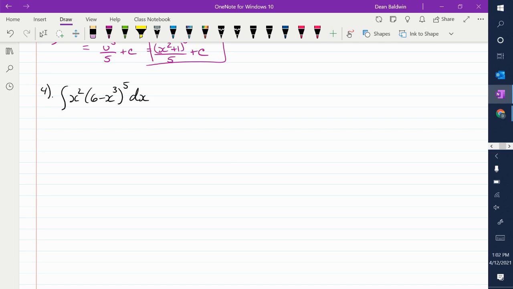No, I'll show you one. Obviously these are the most simple ones because we just started, right? They do get more complex. So there are other tricks you have to learn, but we'll get to those ones, okay? But for now, they're going to be pretty straightforward. So we're going to go u is equal to 6 minus x cubed. Du over dx is negative 3x squared.